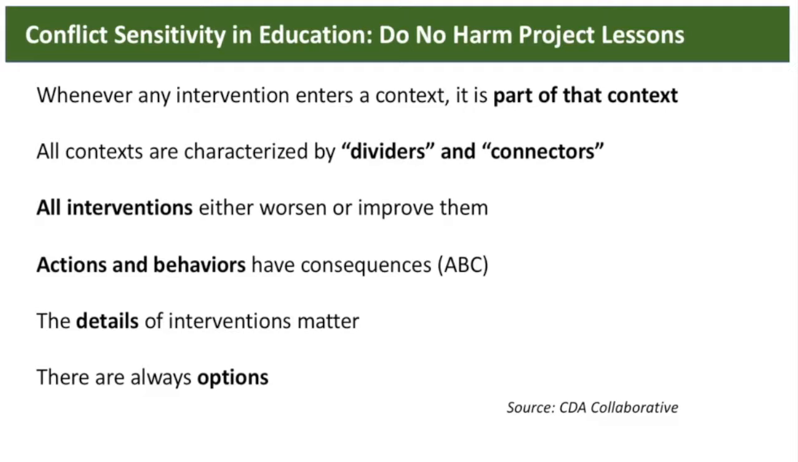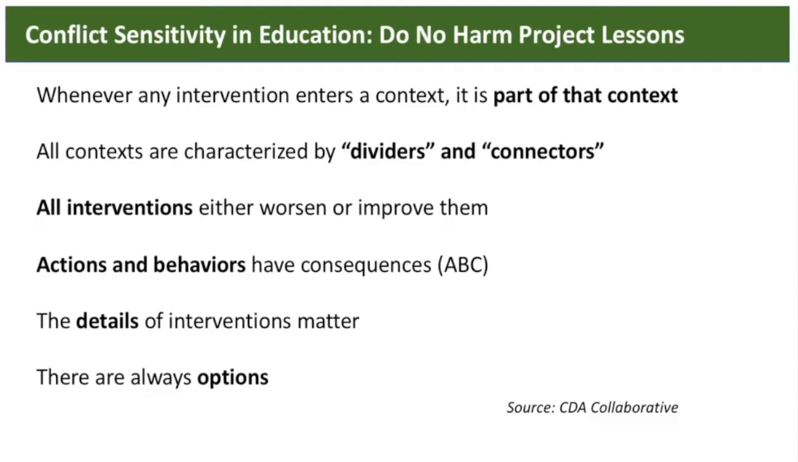The first one is basically that any intervention becomes part of its context, and that means that there's no neutrality. No intervention is neutral in the eyes of people in that context. The second is that all contexts can be characterized by what we call dividers and connectors. You conflict specialists out there, you know what I'm talking about, but we can analyze a context in terms of dividers and connectors, or the factors which either fuel social division and tension or violent conflict, or those that foster cohesion and collaboration. All interventions, therefore, either make them worse or make them better. They interact with both of them.